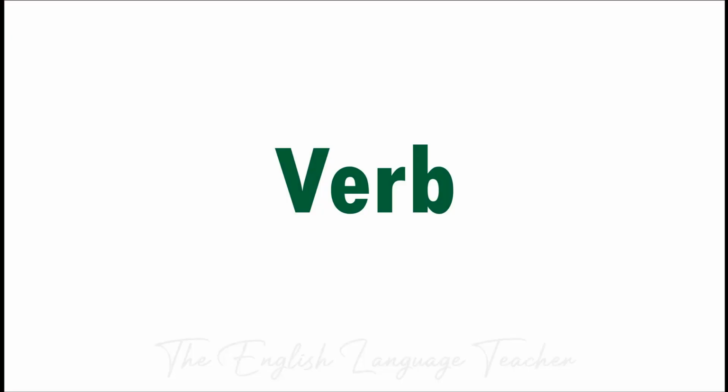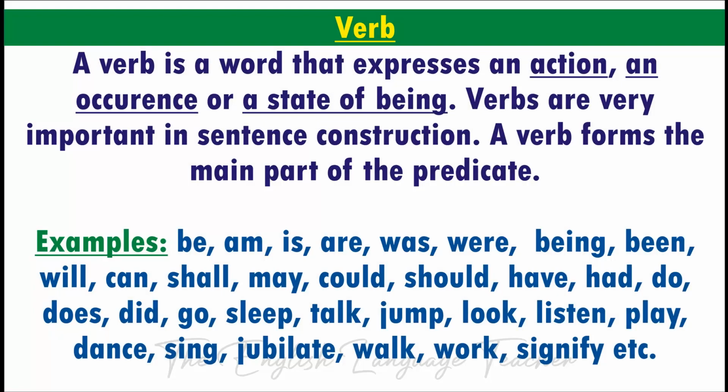And as usual, we begin with the definition of a verb. A verb is a word that expresses an action, an occurrence, or a state of being. I take that again. A verb is a word that expresses an action, an occurrence, or a state of being. Verbs are very important in sentence construction. A verb forms the main parts of the predicate, and that is why verbs are also called predicators.